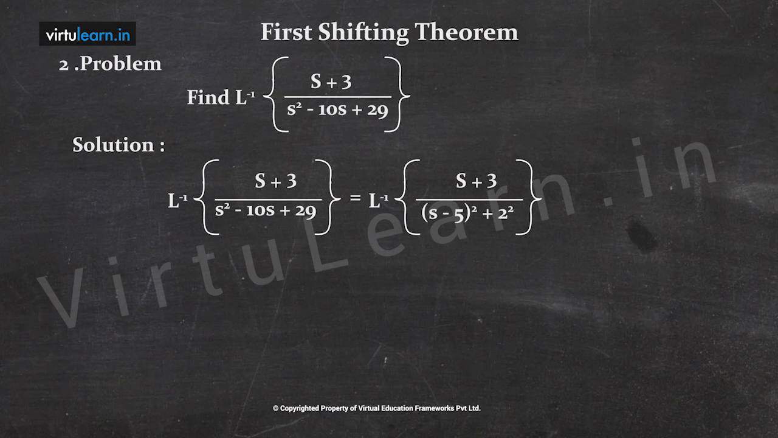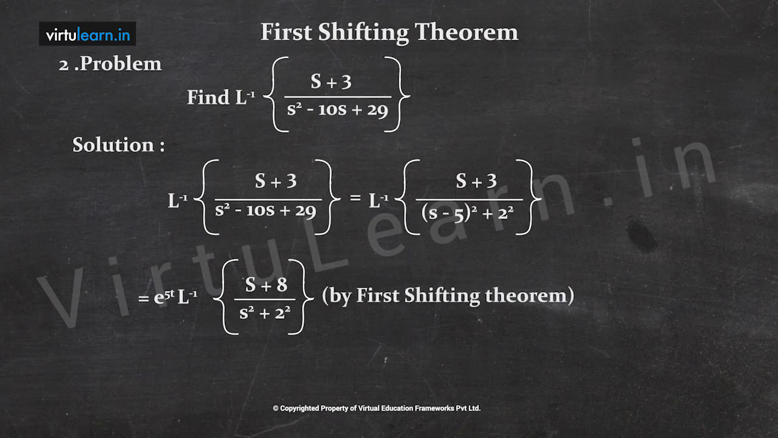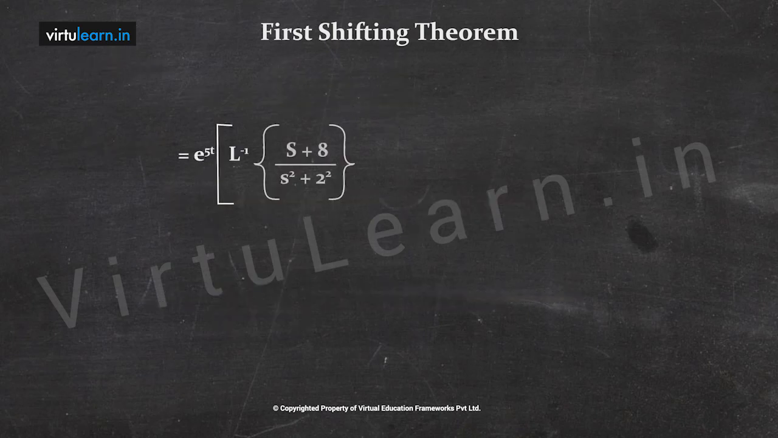The numerator is s plus 3. Now here s minus 5 is there, so the numerator also you can write in the form of s minus 5. L inverse of (s minus 5 plus 8). To balance the numerator, you have to write here 8. Then once again L inverse of (s minus 5 plus 8) by (s minus 5) whole square plus 2 square. Then split it. By the first shifting theorem, e power 5t L inverse of s by s square plus 2 square, plus 8 into L inverse of 1 by s square plus 2 square.